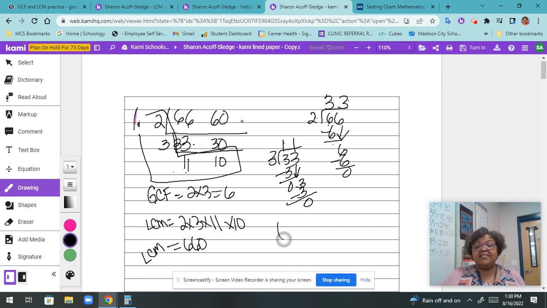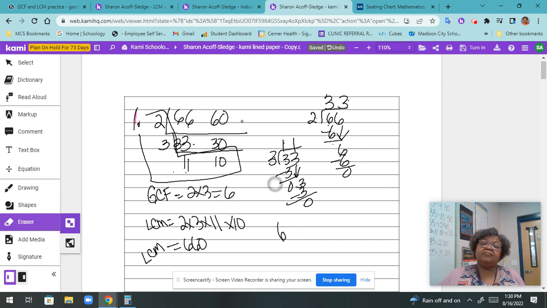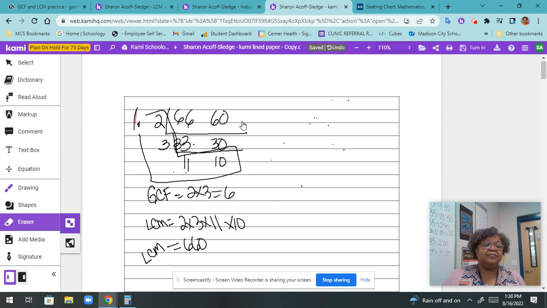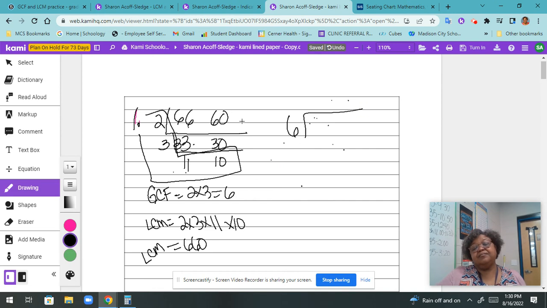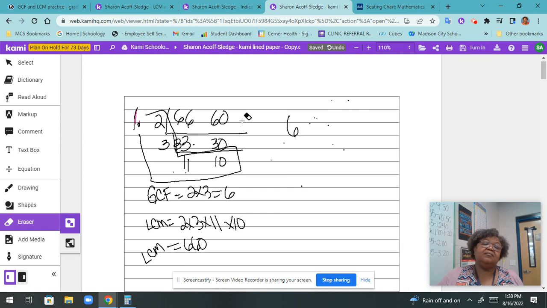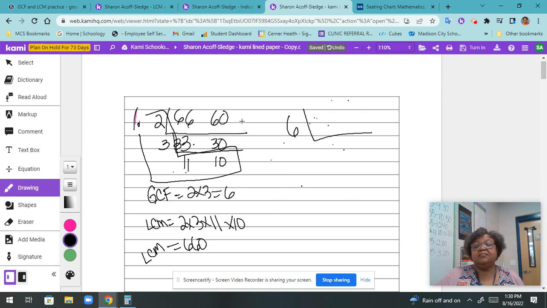Okay, so Kelsey said 6. What would have happened if we had done that? And you can write it beneath it if you want to. So 6 goes into 66 11 times. 6 goes into 60 10 times. You still got there. Your GCF is 6. And then you draw your big L. 6 times 11 times 10 is 660.